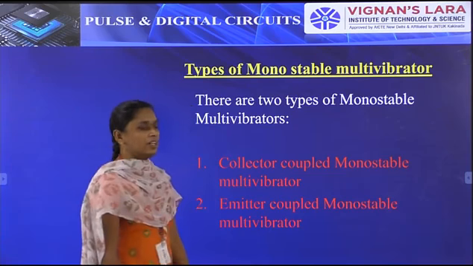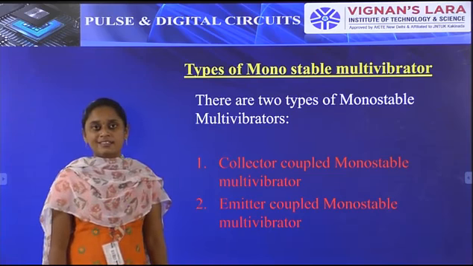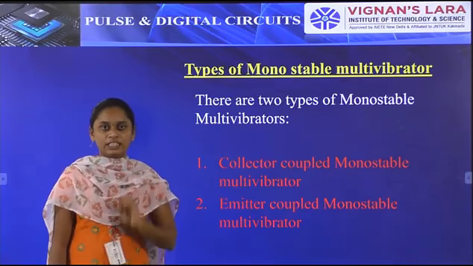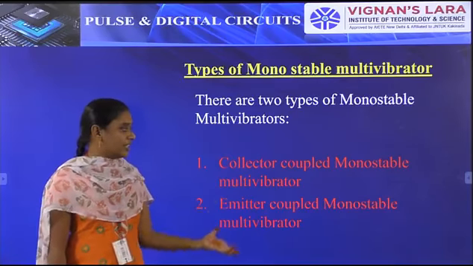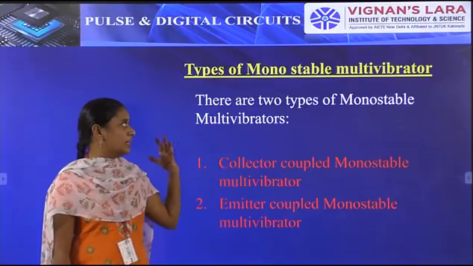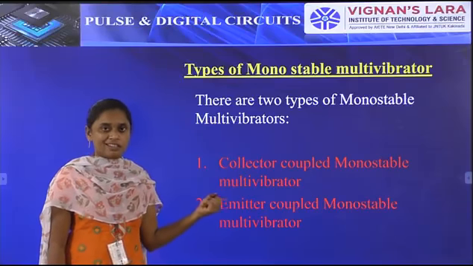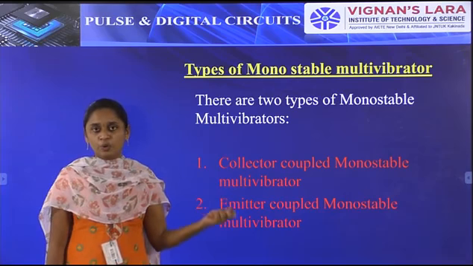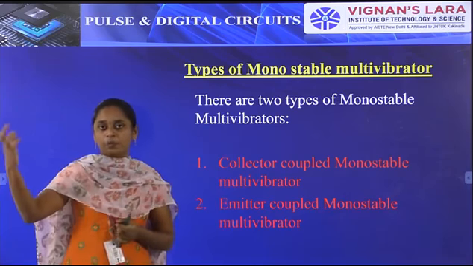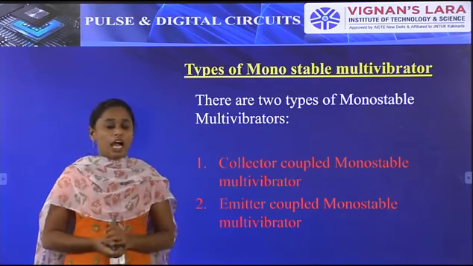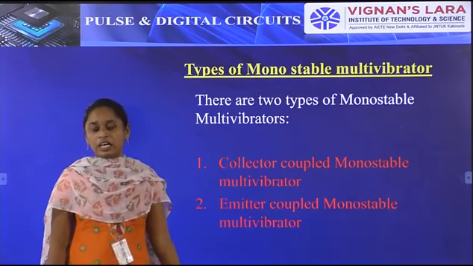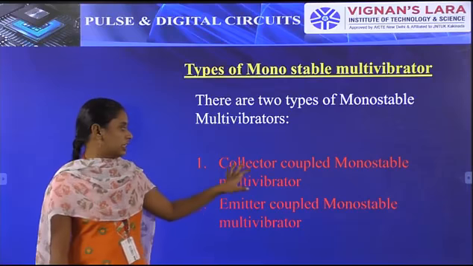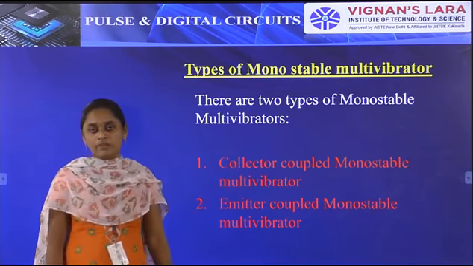Coupling is nothing but the output of one transistor being connected as the input of another transistor, as we know. And as with the bistable, we also split the monostable into two parts, collector coupled and emitter coupled. In the collector coupled, the collector, that is the output of one, is connected to the base of the other, and in the emitter coupled we use the emitter connection, so both the emitters will be connected. In the collector coupling, both the collector terminals will be connected.